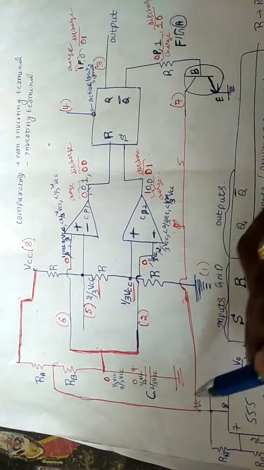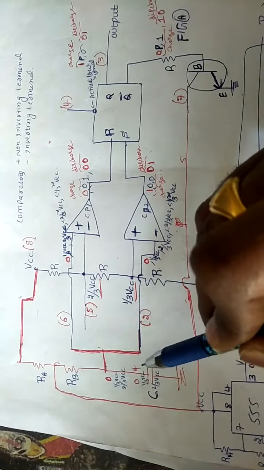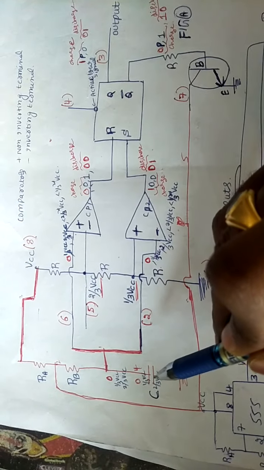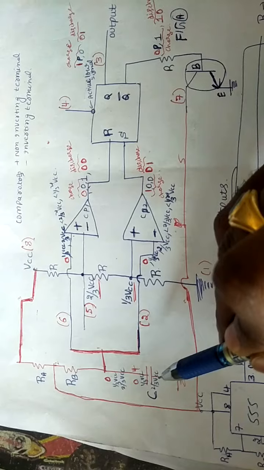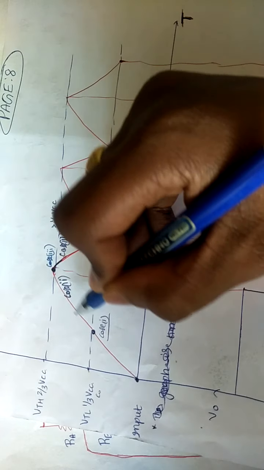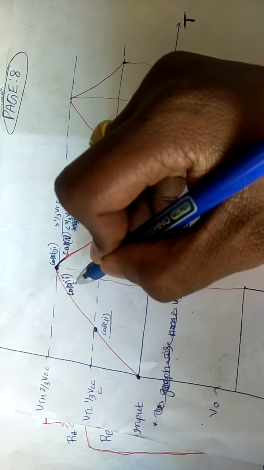Again this path won't be there. Okay, the capacitor will continue to charge from 1/3 VCC to 2/3 VCC. Therefore you will get the waveform like this, from 1/3 VCC to 2/3 VCC. This is for case 2.